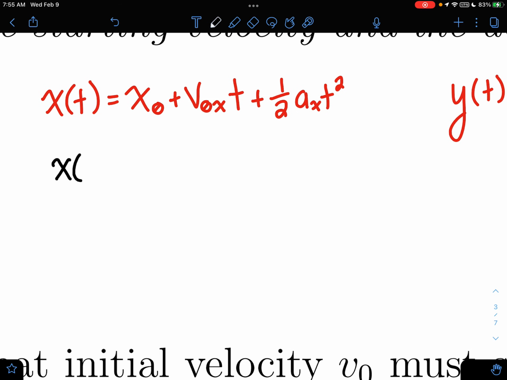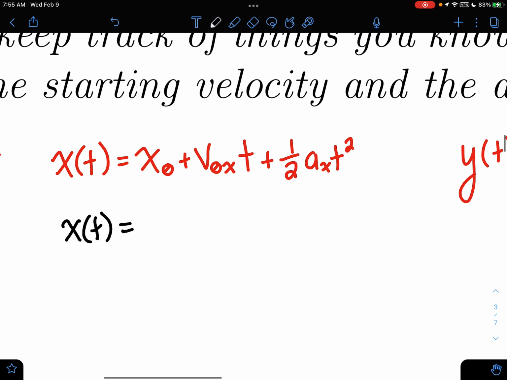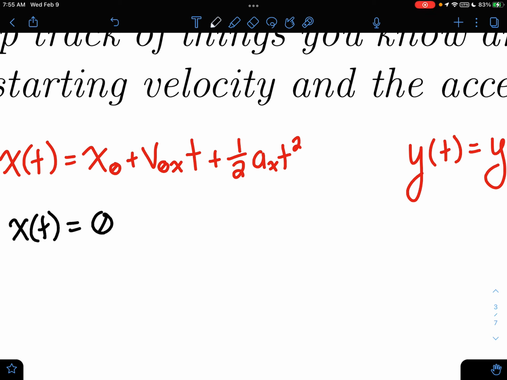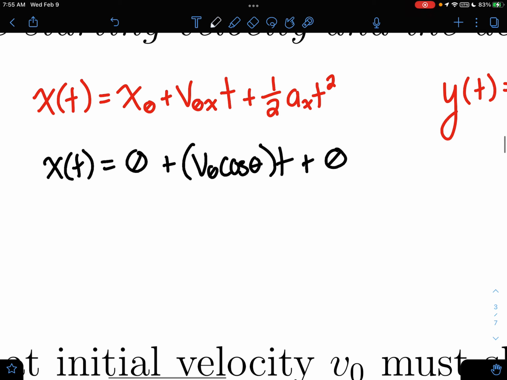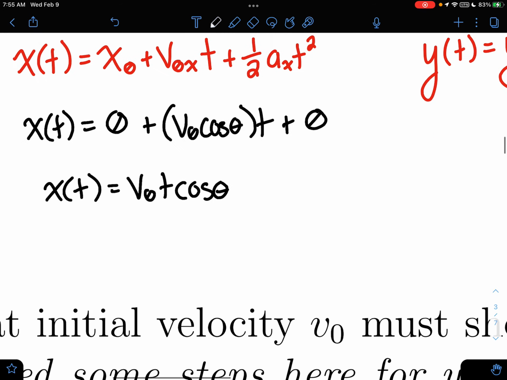Now our X position as a function of time. We said that our X naught, our starting X, was going to be 0, or I said that, and you all agreed because I said it. Our V naught X, again, was our V naught cos theta, times time, plus, and again, our acceleration goes to 0, which means all of that goes to 0. So that means X as a function of time is V naught, and I'm going to just move the time in front of the thing as well, time times cos theta.